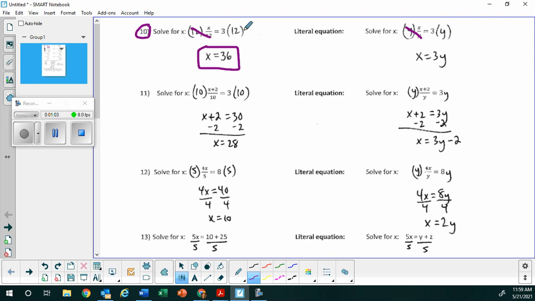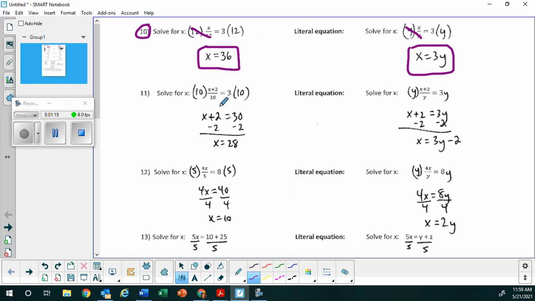Over here, the denominator was a 12, and since it's a number, we can actually multiply to get the 36. But over here, the best we can say is to get the x numerator, you just simply multiply 3 by that denominator. All right, now we're on number 11.